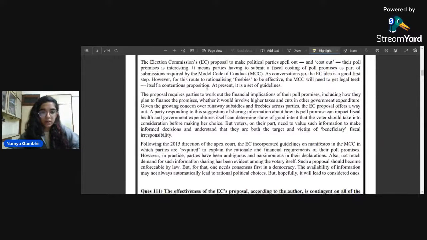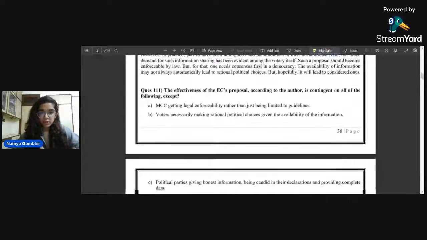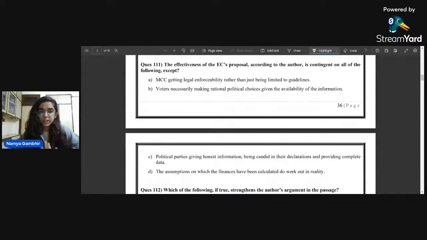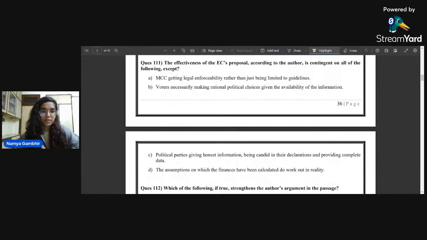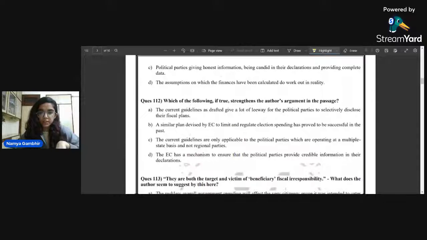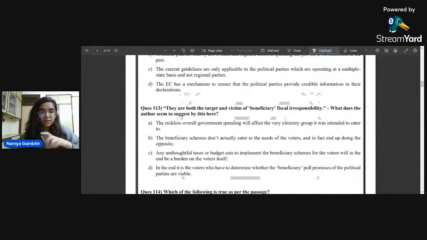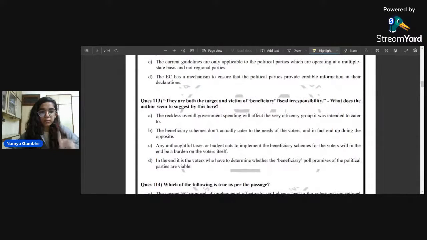Right. So for this passage, you also get a general idea of what the passage is about when you go to the question stems, like the EC's proposal. Words like "except" need to be taken special care of. So: the effectiveness of the EC's proposal is contingent on all of the following except. Then you have a question on strengthens.